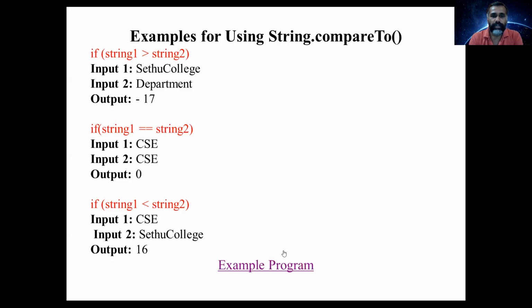Second, we are comparing string3 and string4. String3 compared to string4, both CSE, returns a 0 value. And last we are comparing string1 with string4. The result is a negative value. For the strings college and CSE compared the other way, the result is a positive value.